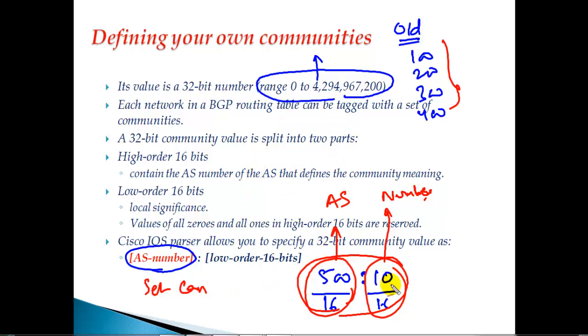But in today's networks, I generally go with this new method of tagging, but still you can also use the older method of tagging. So it's a 32-bit value which can be used to tag specific routes. It's up to the requirement what you want to do with that.